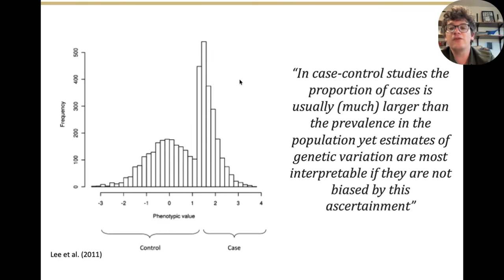So what they write in this 2011 paper is that in case control studies, the proportion of cases is usually much larger than the prevalence in the population. Yet estimates of genetic variation are most interpretable if they are not biased by this ascertainment.